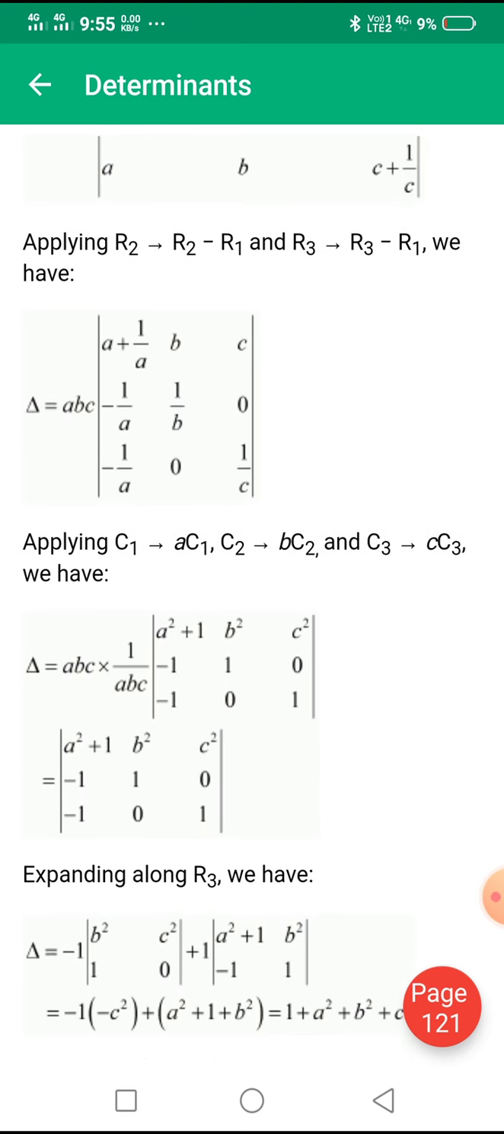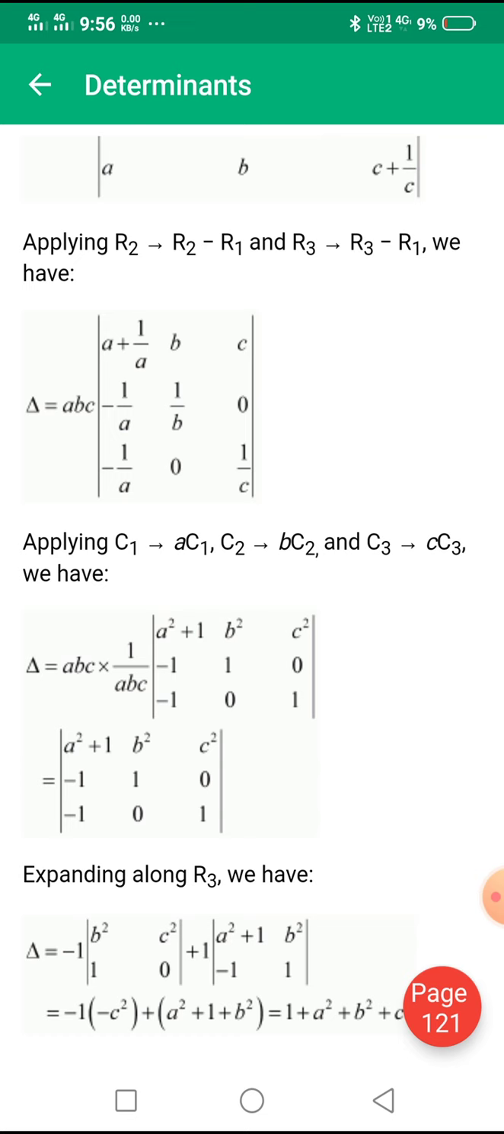Now the next step that I will do is multiply column 1 by a, column 2 by b and column 3 by c. As I am multiplying by a, b and c, I have to divide outside by a, b and c. As you can see, I am dividing by a, b and c. So earlier a, b, c was already present, so a, b and c will cancel out with 1 by a, b, c, and we will be left with 1, right?